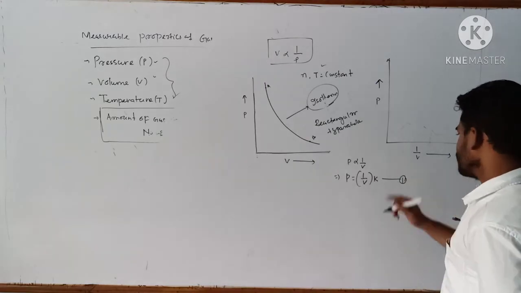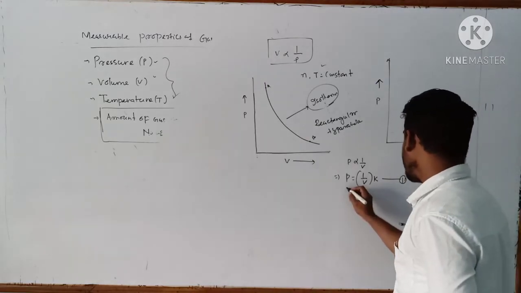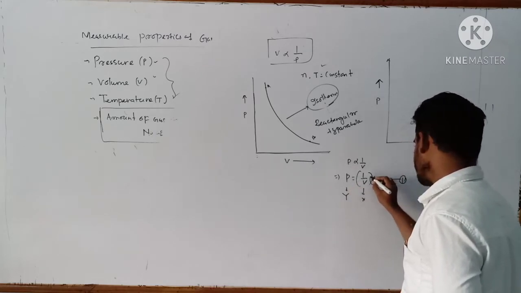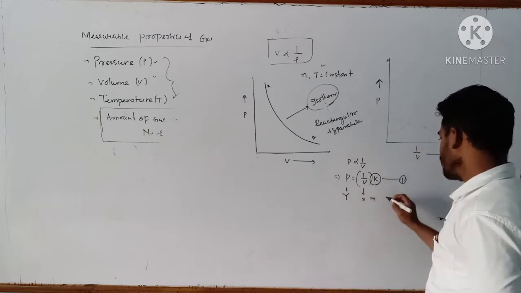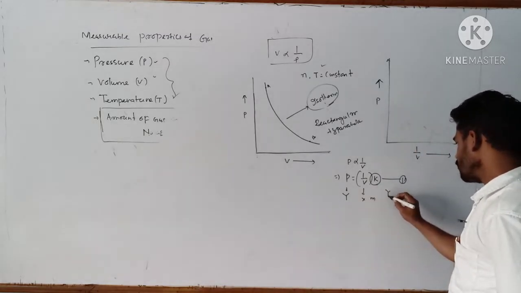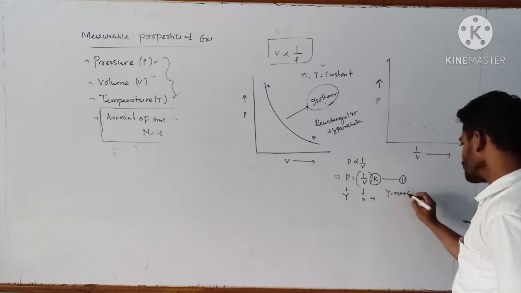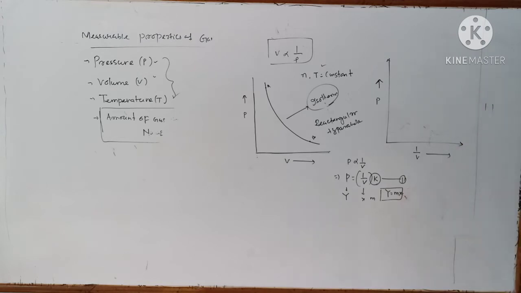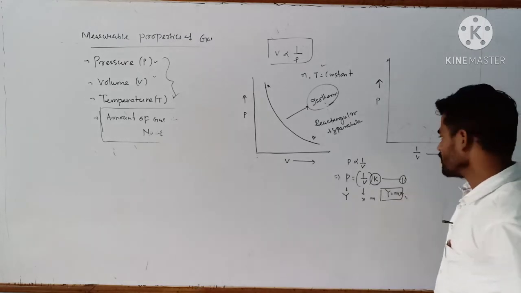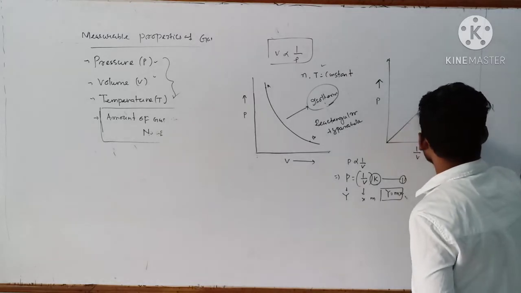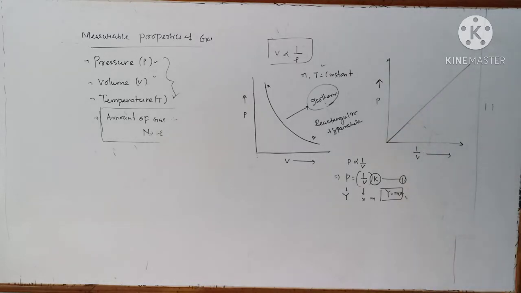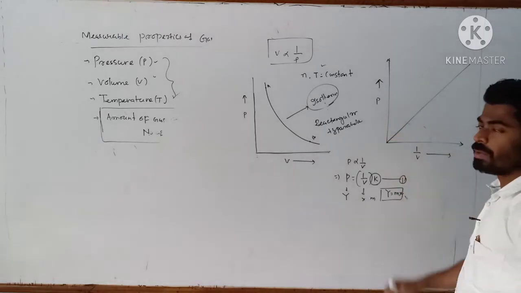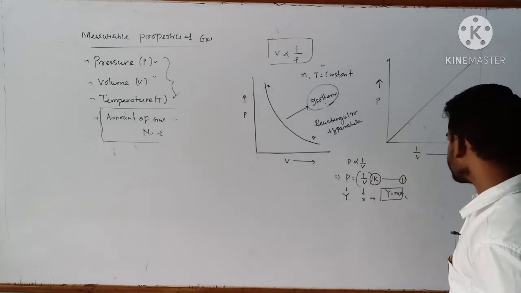Next, if you compare this line, with P as y, 1 by V as x, and K with m, you can compare this equation with y equals mx plus c. There is no c at all, so it is y equals mx, and the graph of this line is a straight line passing through the origin. This is the graph between P and 1 by V, and similarly for V versus 1 by P.